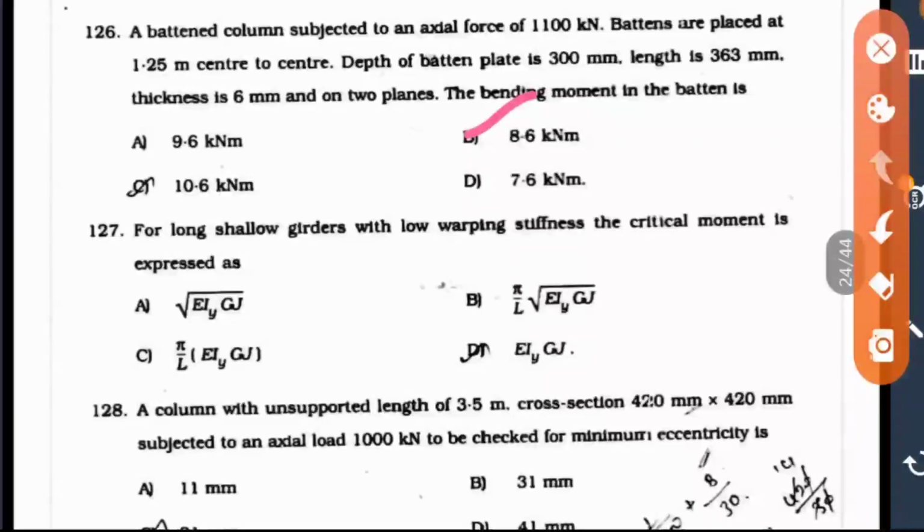Question 127. For long shallow girders with low warping stiffness, the critical moment is expressed as, so here option B, pi by L into root of EI by J.